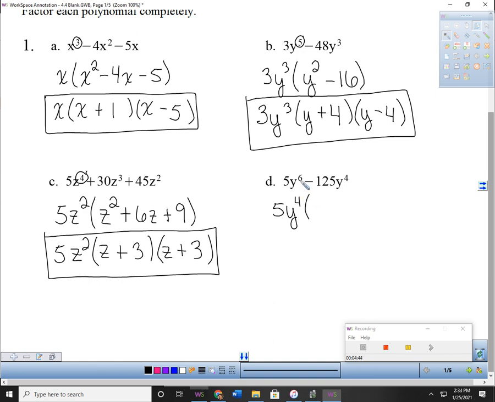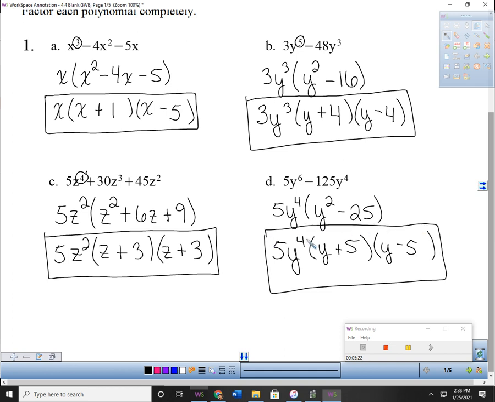So 5y to the sixth divided by 5y to the fourth is y to the second. And negative 125y to the fourth divided by 5y to the fourth is negative 25. And here I'm left with two perfect squares with a minus sign, so I can go ahead and factor that difference of two squares into two binomials, a plus and a minus. The square root of y squared is y, and the square root of 25 is 5, and I cannot factor that any further. And notice the 4, the 1, and the 1 add up to make 6.